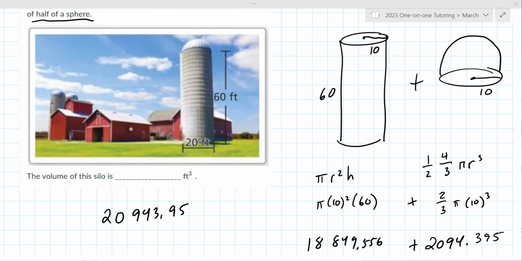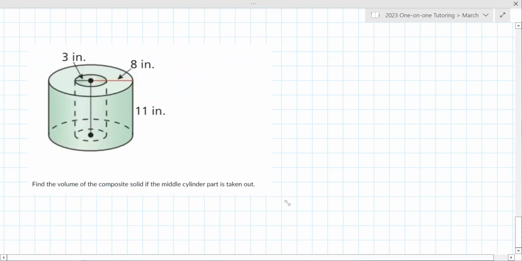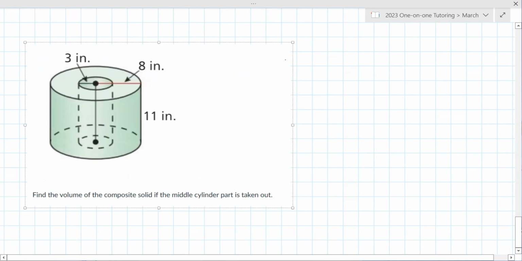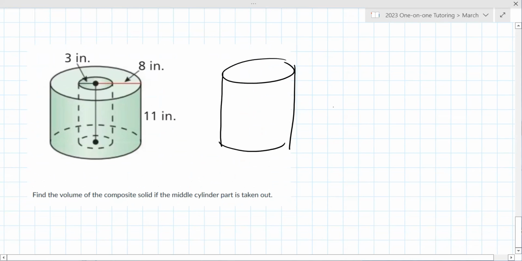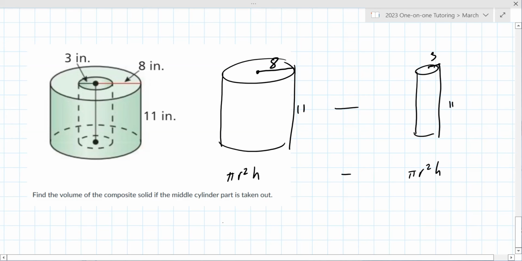All right, so number 8 here is a composite. We talked last night about how with composites you either add or subtract the area depending on the scenario. In this problem you are going to subtract. You take the large cylinder and subtract the smaller cylinder. What's the radius of the large cylinder? 8. And the smaller one? 3. So it's pi r squared h minus pi r squared h, but with different r's in each case.